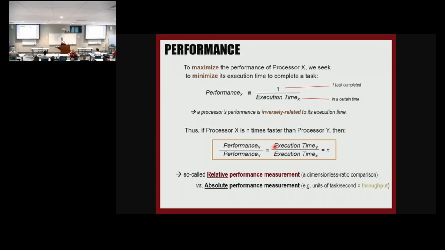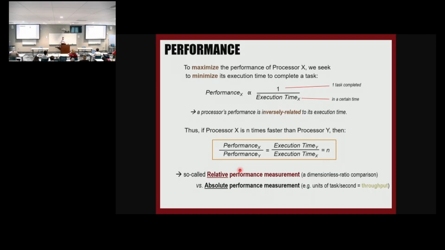And then you can use this simple relation for relative comparison of two processors too. So if you want to know the performance of processor X compared to processor Y, you just get the performance of X over performance of Y, and because there's an inverse relation here, you divide the execution time of Y by execution time of X, right? This is called relative performance measurement. Relative performance measurement is as simple as this. You get the execution time of two processors, you divide them, and you get the relative performance.